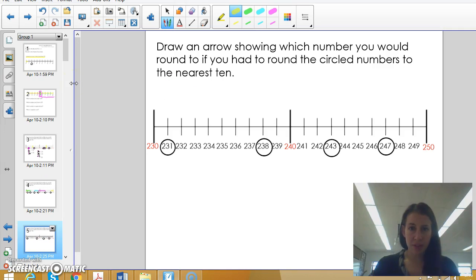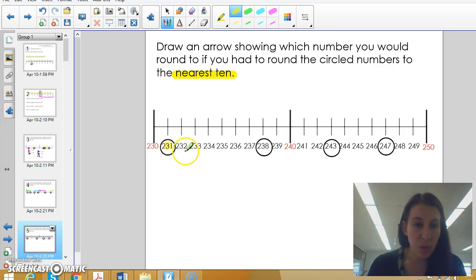We could also, guys and girls, do this with larger numbers. So it doesn't just have to be numbers in the 2 digits. It can be numbers in the 3 digits. So let's read the question here. It says, draw an arrow showing which number you would round to if you had to round the circled numbers to the nearest 10. This is key here: we're rounding to the nearest 10. We're not looking at the hundreds, we're looking at the tens. So we're looking at the 3 in this digit. Are we rounding it closer to 230, or are we rounding it closer to 240? So we're looking at the tens digit. That's really important, guys and girls.